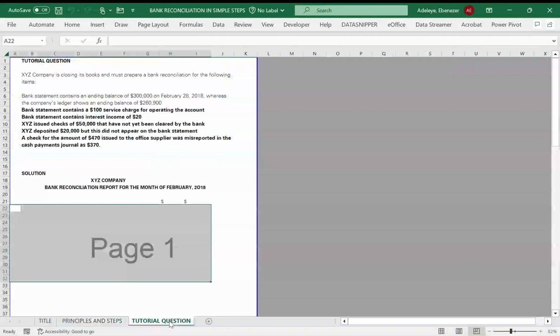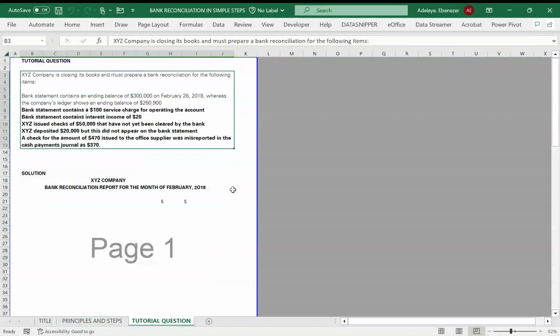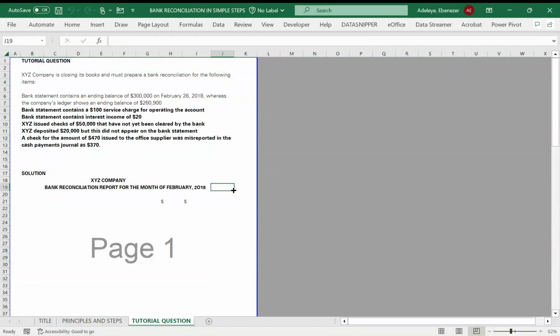So this tutorial question is just for a vague company, and I said it's XYZ company, right? So I'm going to read out the question. It says XYZ company is closing its books and must prepare a bank reconciliation for the following items. Bank statement contains an ending balance of $300,000 on February 8, 2018, whereas the company's ledger shows an ending balance of $260,900. So we have done the first step.